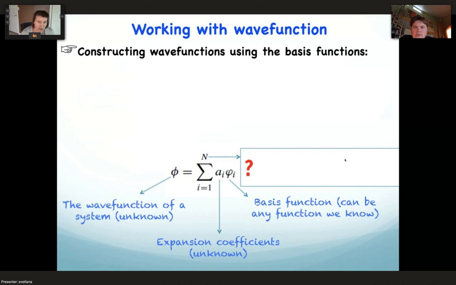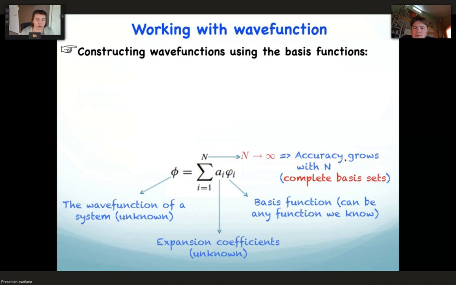And you already got the idea that we need to take not a few basis functions, but many of them, which means that n should go to a large number. In the ideal case, it goes to infinity. So accuracy will grow with the number of these wave functions. We call it a complete basis set. If you have a complete basis set with n going to infinity, you get exactly the wave function you want. So the accuracy will be 100% if it's a complete basis set with a huge amount of them, n going to infinity. Of course, this is not how we work.